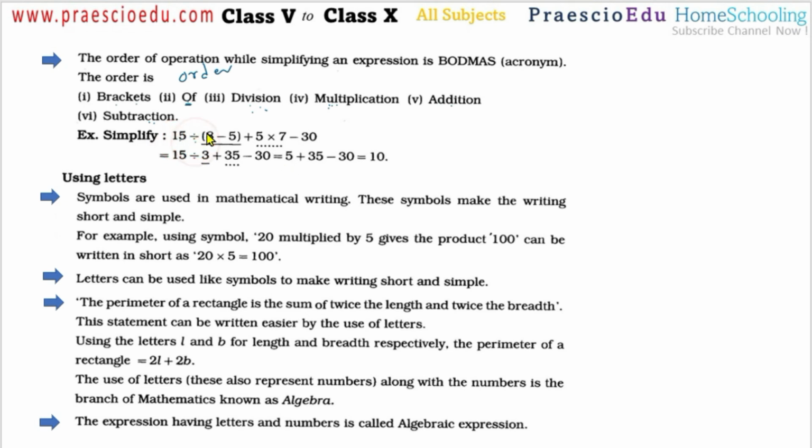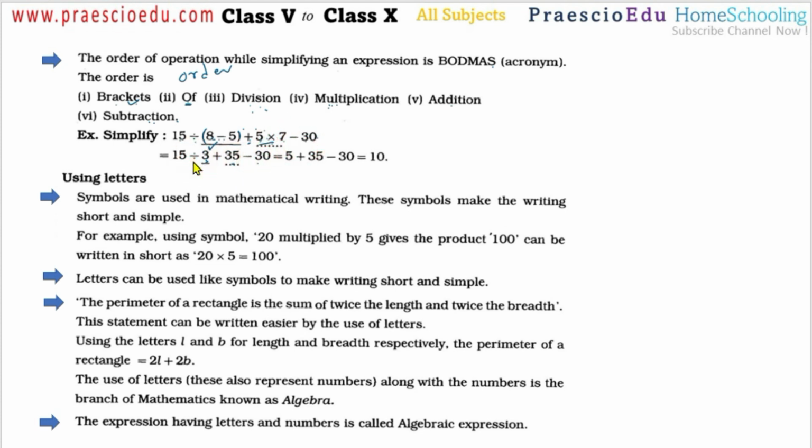So here, 15 divided by, in a bracket, 8 minus 5, plus 5 multiplied by 7 minus 30. Subtraction is always later, but due to the bracket, it is first to be solved. So 8 minus 5 means 3. The multiplication we can solve at the same time: 5 times 7 is 35, and keep minus 30 as it is.